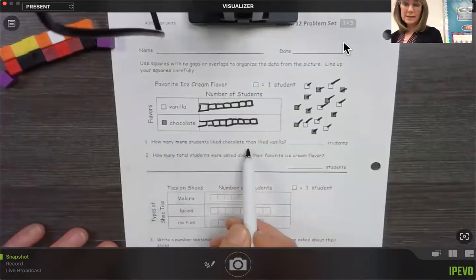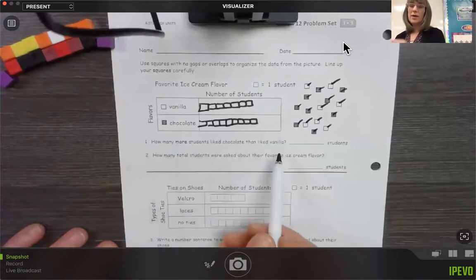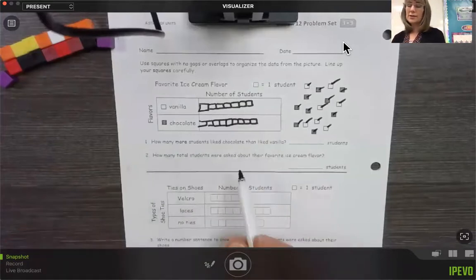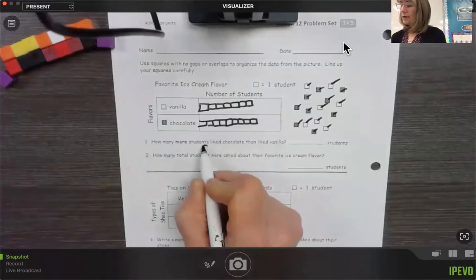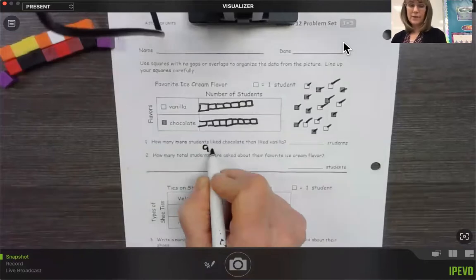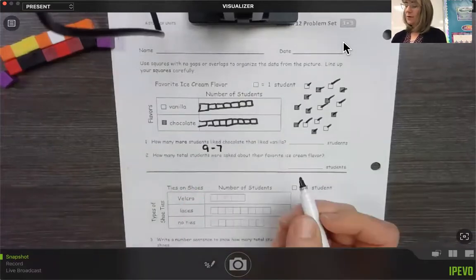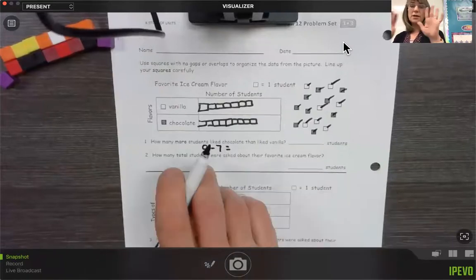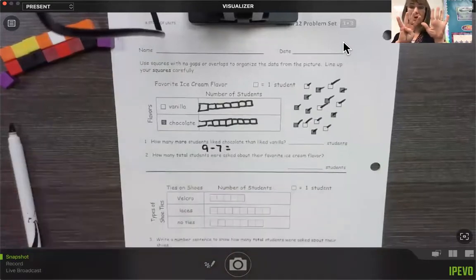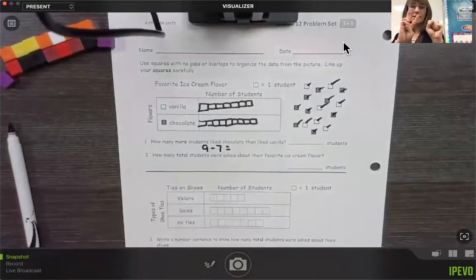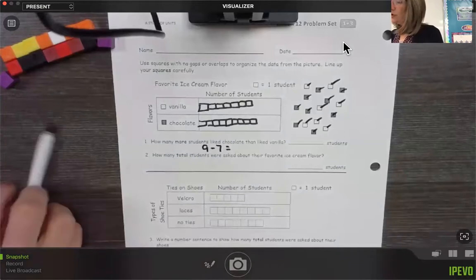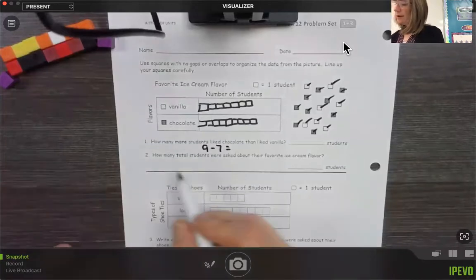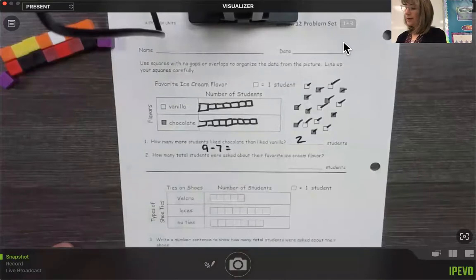Ready? How many more students like chocolate than vanilla? Now remember, anytime it says how many more than, we're going to take the bigger number and subtract the smaller number. So we had 9, and we're going to subtract 7. 9 minus 7, if you want to do it on your fingers, you can. You can make tally marks. I'll just do it on my fingers. We have 9, take away 5, 6, 7. I have 2 left. So I know that 2 more students had chocolate than vanilla.